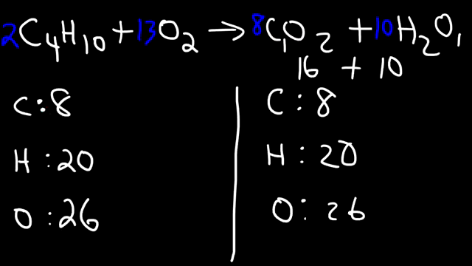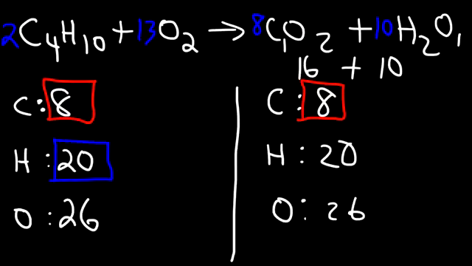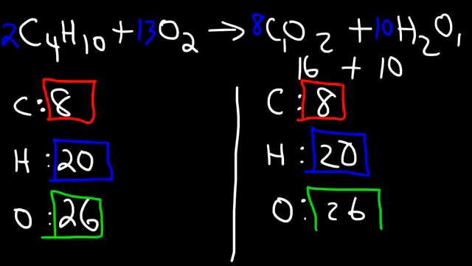So we can clearly see that the number of carbon atoms are the same. The number of hydrogen atoms are equal on both sides, as well as the number of oxygen atoms. And so that is how you can balance a combustion reaction.